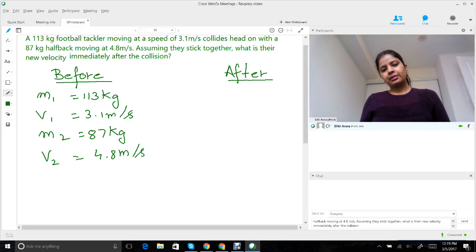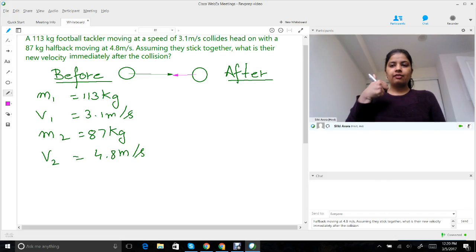Let's look back and see if we are missing something. No? Let's think about it again. What we have here is a football tackler and a halfback. The collision is head-on. What that means is that if the football tackler is going towards the right, the halfback would be coming towards the left. We are dealing with velocities. Velocities are vectors. They have magnitudes and direction.